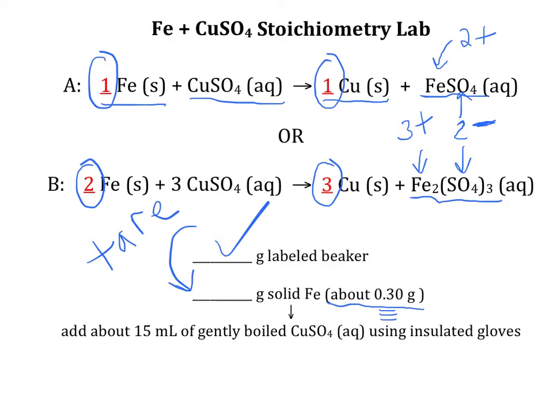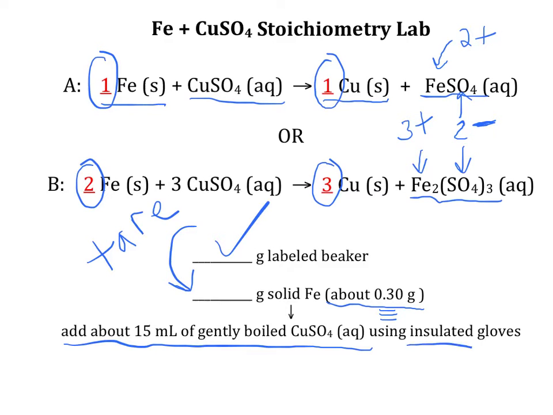So now we know the mass of the iron in the beaker, and to that we're going to add about 15 milliliters of gently boiled CuSO4 solution. So that's that blue solution. What you want to do is get it to the point where it just barely starts to boil, and that should be fine, and then go ahead and pour it into the beaker with the iron, at which point the reaction will start, and you can start swirling the beaker around.